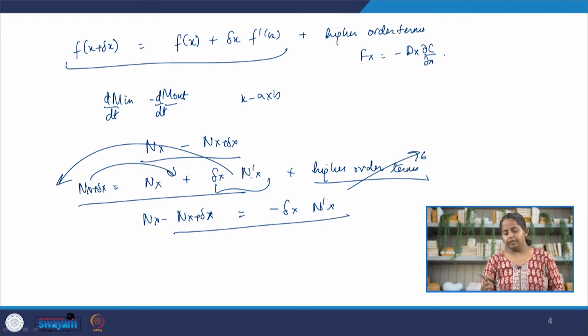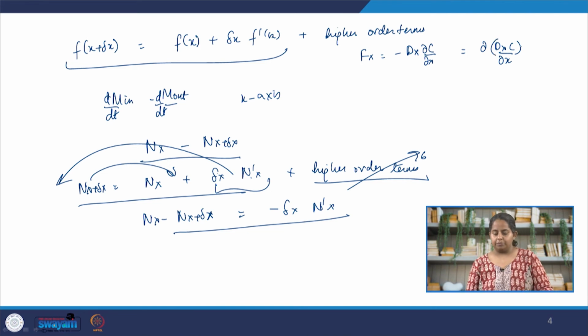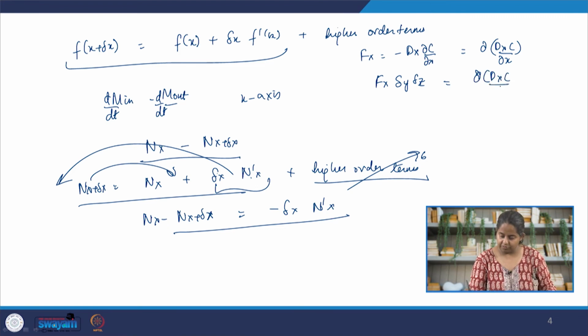Here we are assuming that dx is constant in the x direction, which may be true for certain fluids but is not always true for air. So it would be more sensible to write it like so. Now, because flux is per unit area, we multiply by area. So we make it Fx del y del z, which is the area of the face of the parallelepiped that is perpendicular to the x direction, into del y del z.